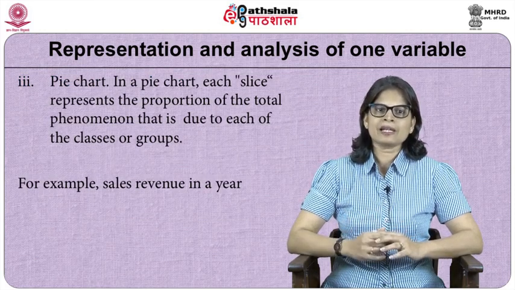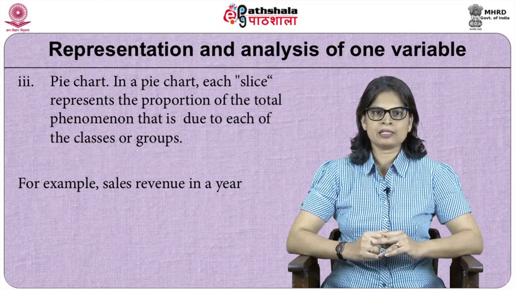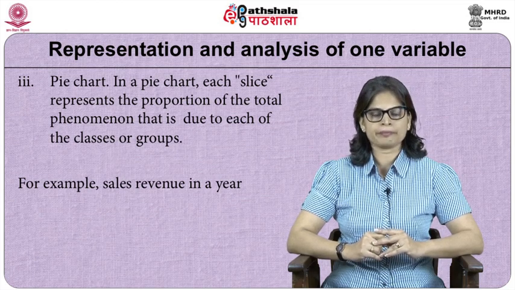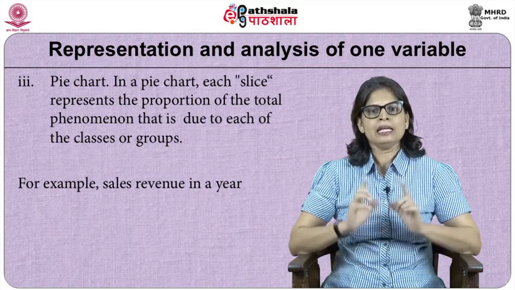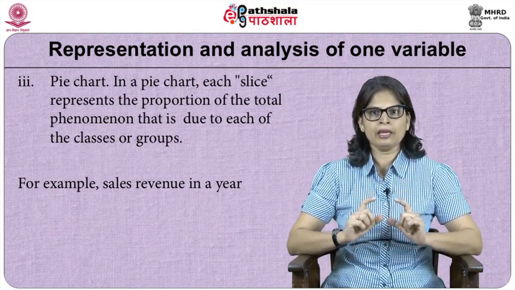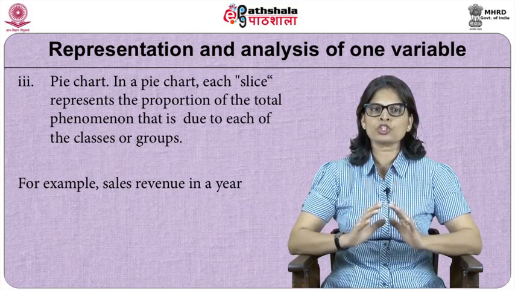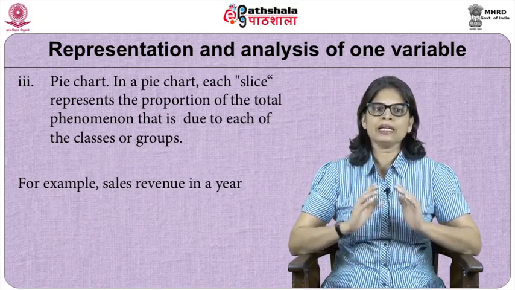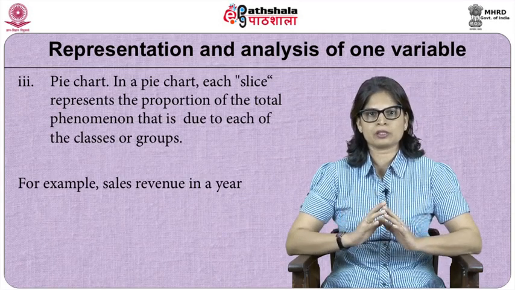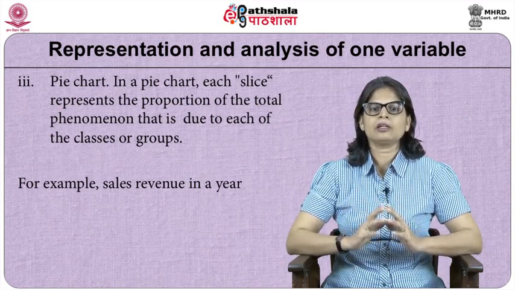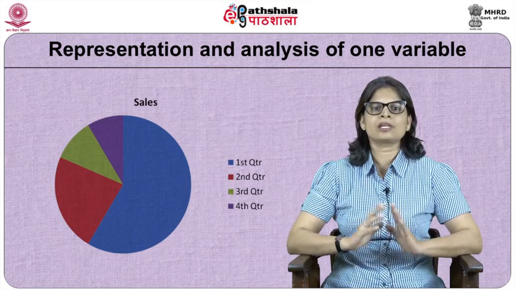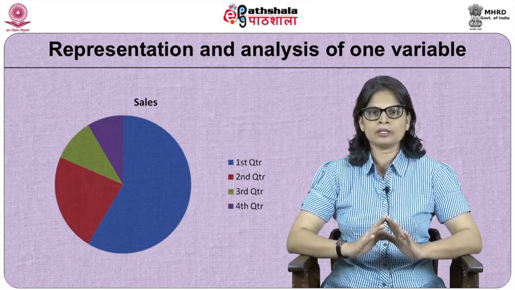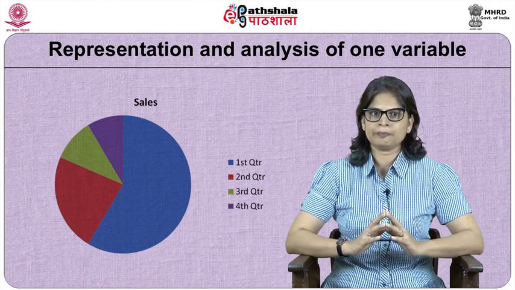The third way of representing the univariate data is using a pie diagram or a pie chart. In a pie chart, each slice of the pie represents the proportion of the total phenomenon that is due to each of the classes or groups. For example, in the diagram across, you can see the sales revenue in a year for the 4 quarters in a particular company.